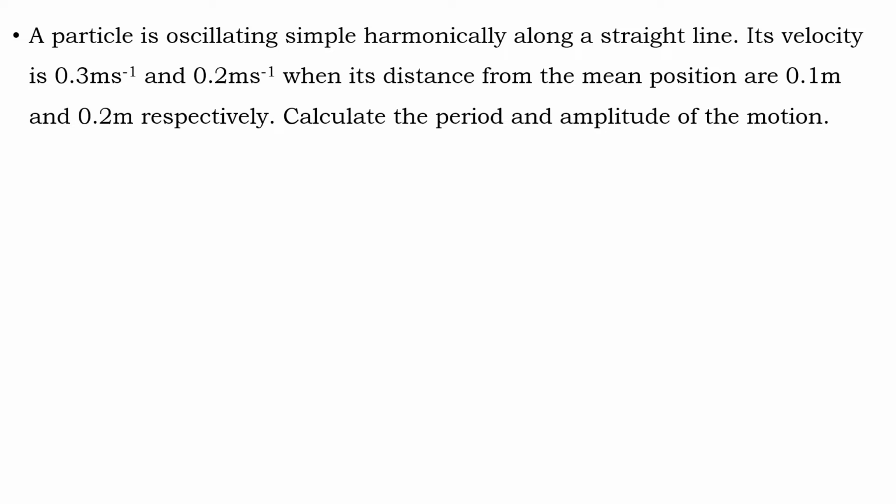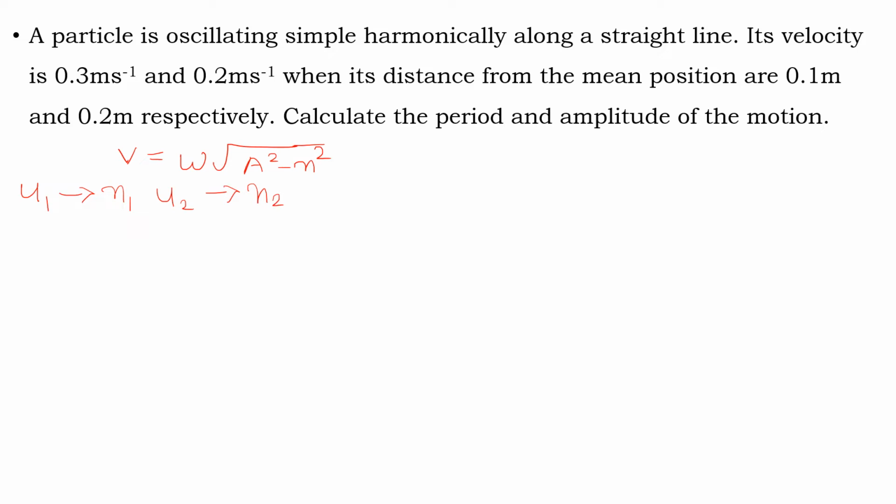We have studied the expression for the velocity of a simple harmonic motion as v is equal to omega into root of a square minus x square, where x is the distance from the mean position. Here in the problem, two different velocities corresponding to two different mean positions are given. The first velocity is u1 and corresponds to a mean position x1, and the second velocity is u2. It corresponds to a mean position x2.